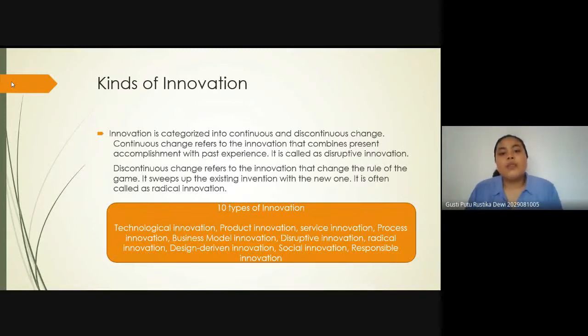Besides, there are also 10 types of innovation, such as technological innovation, product innovation, service innovation, process innovation, business model innovation, disruptive innovation, radical innovation, design-driven innovation, social innovation, and the last one is responsible innovation.